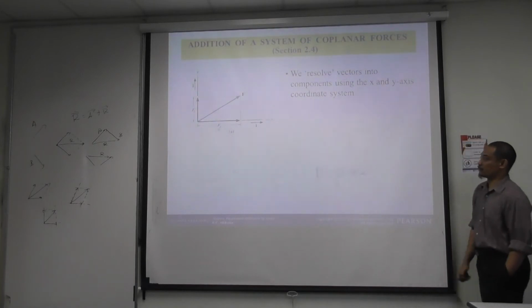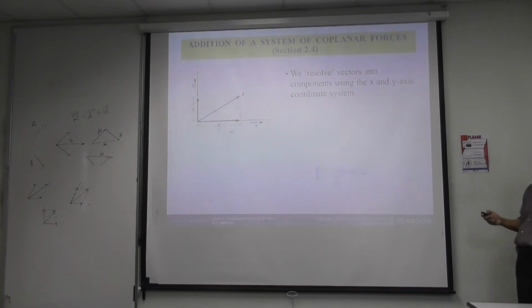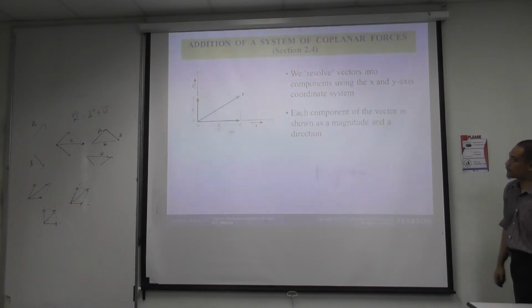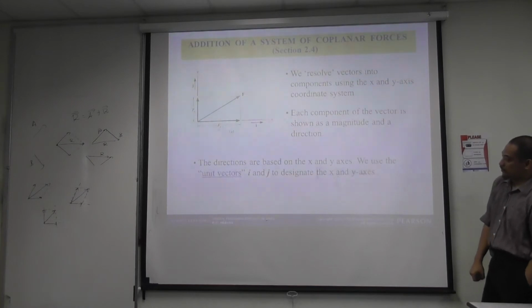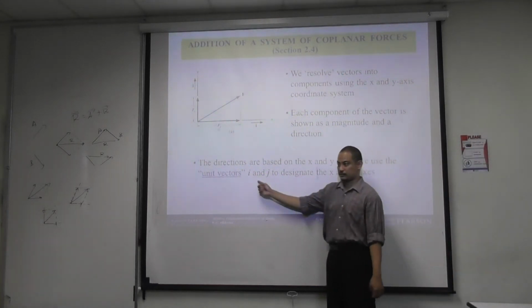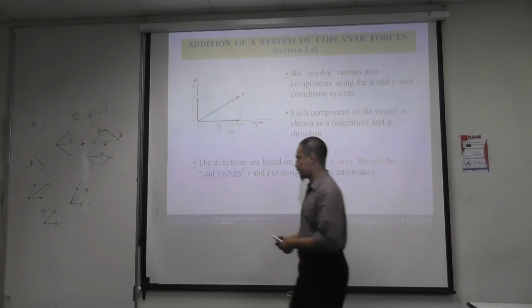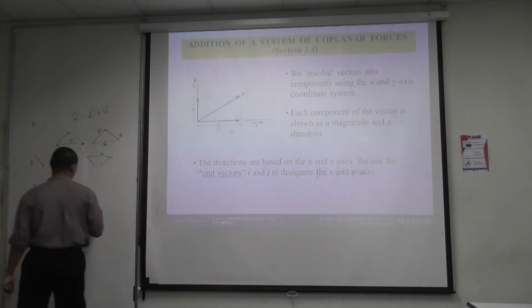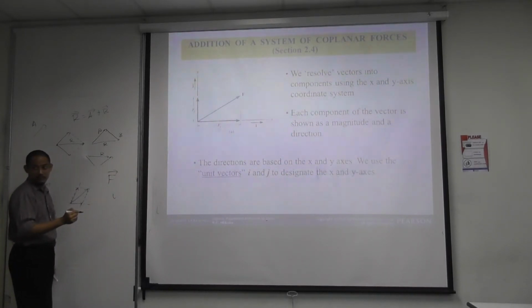So how to deal with this one? Basically, first we resolve the vector into components using x and y. You know how to do this already, I think. Then resolve into x and y. Each of the vectors shows magnitude and direction. You are familiar with this i and j, right? How do you normally write it? Because just now for F we wrote like this. For i, how do you write normally?